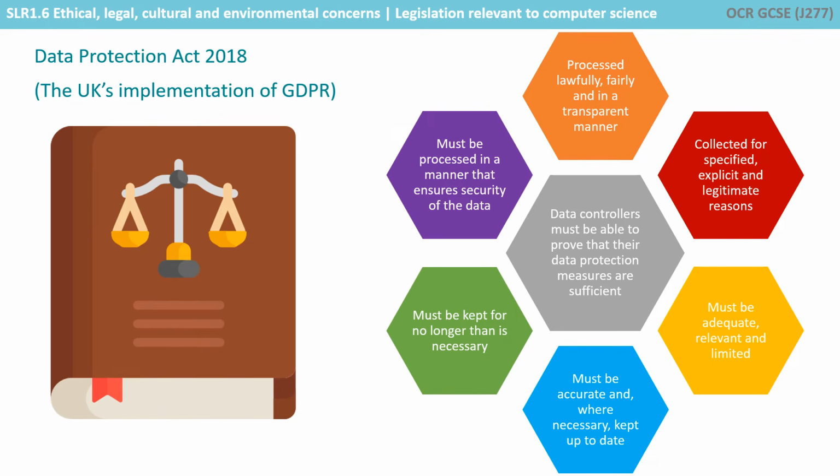The last principle is accountability. Now, accountability is a new principle in the Data Protection Act, so it can comply with GDPR. In order to do this, data controllers must be able to prove that their data protection measures are sufficient. They must have appropriate technical and organisational procedures, which include suitable privacy policies and keeping sufficient records of their processing activities.